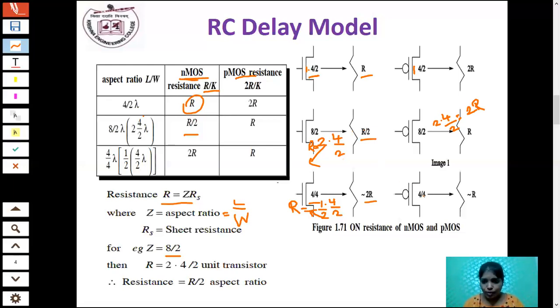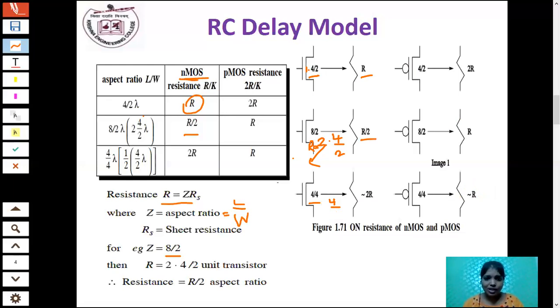Similarly, if it is of 4 by 4, what will happen? Here you will get 1 by 2. That is, 2R is equal to 1 by 2 into the unit sized transistor, that is nothing but 4 by 2. So here you will get the value of R. Okay. So the main important thing is, for the PMOS transistor, why are we considering 2R?